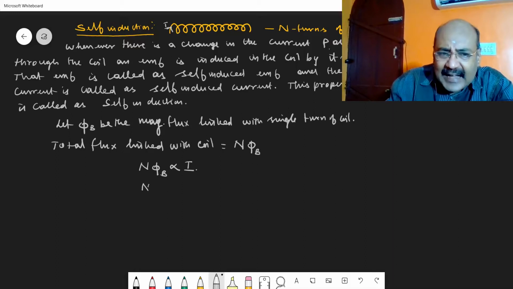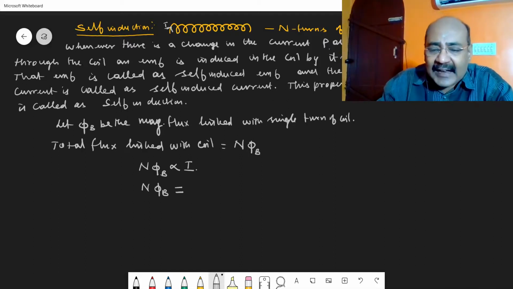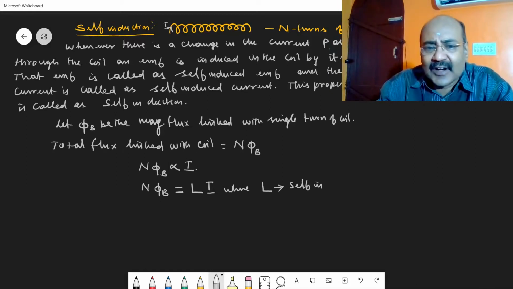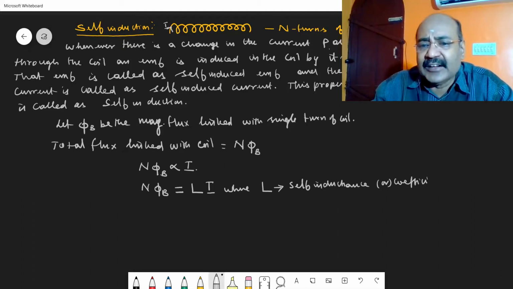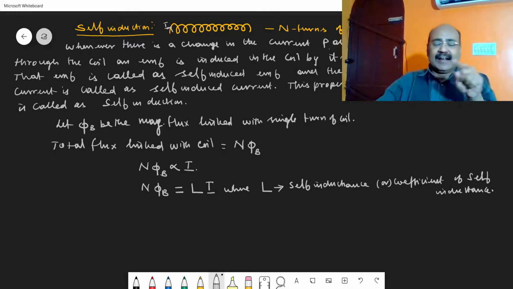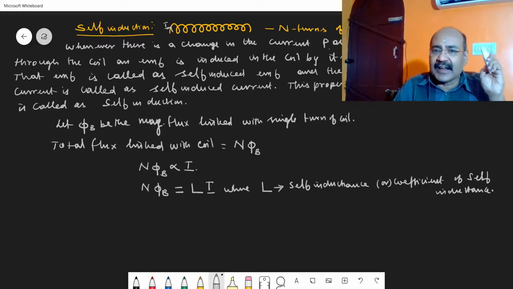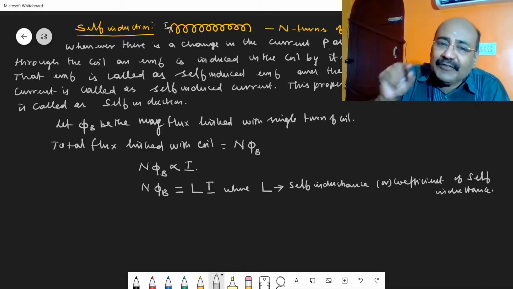So I can simplify this. N phi B is equal to, on removing the proportionality, I have to introduce a constant, and the constant I am introducing here is capital L, so L into I. Where this capital L is a constant known as the self-inductance of the coil, or the coefficient of self-inductance. Hope you have understood what I am telling. So N phi is directly proportional to current I. On removing the proportionality, I introduce a constant L, so N phi B equals L into I, where L is called the coefficient of self-induction, or in general, self-inductance.